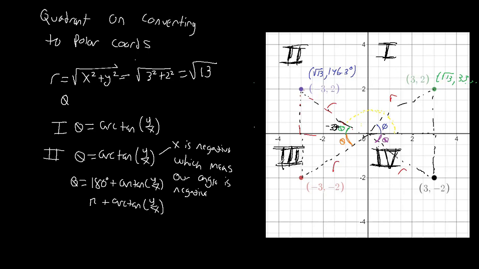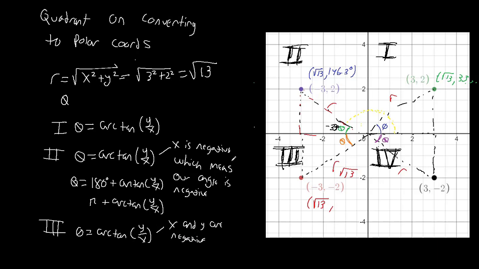All right. So let's talk about quadrant 3. What happens in quadrant 3? Well, again, it's still going to be the square root of 13. That hasn't changed. But what happens if we take theta? Because theta is the thing that's changing. In this case, theta equals arctan of y over x. But in this case, x and y are negative.